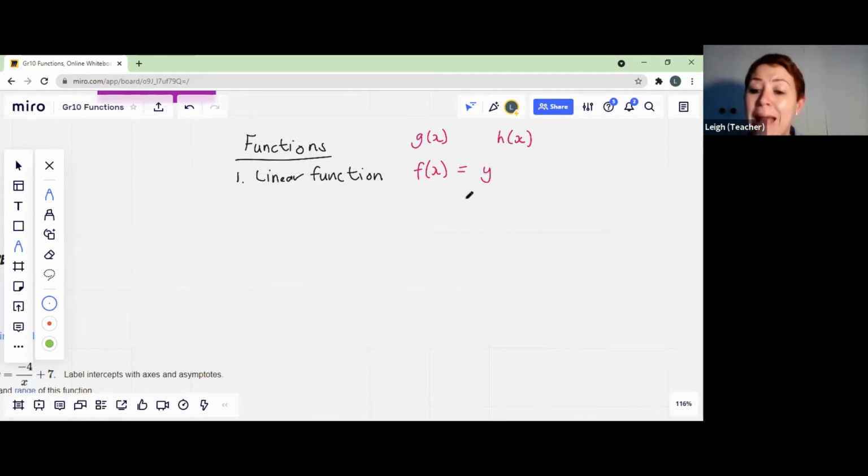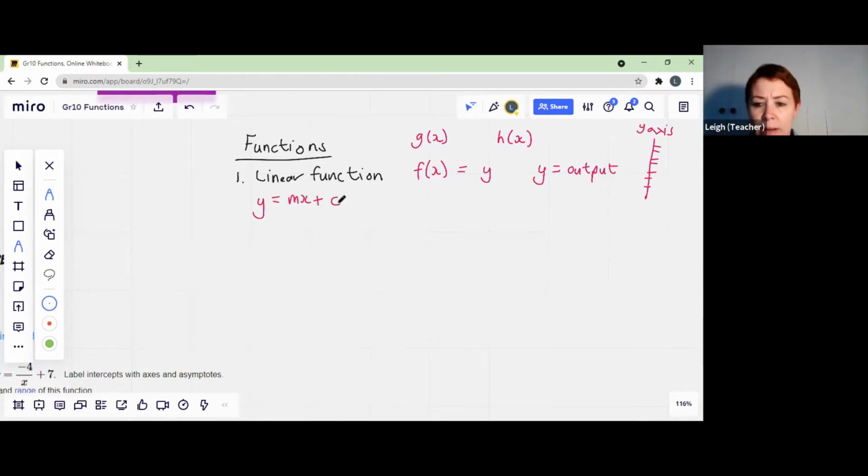Y is output. So y is the numbers that we have on our y-axis. So that's the vertical axis. All right, so the linear function, sorry, I digress, takes the form y equals mx plus c.